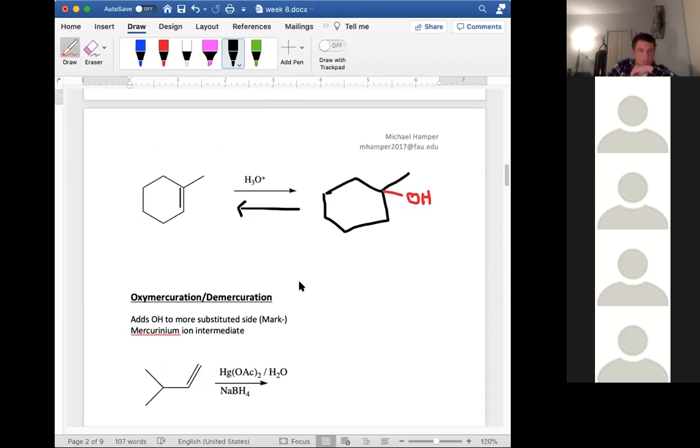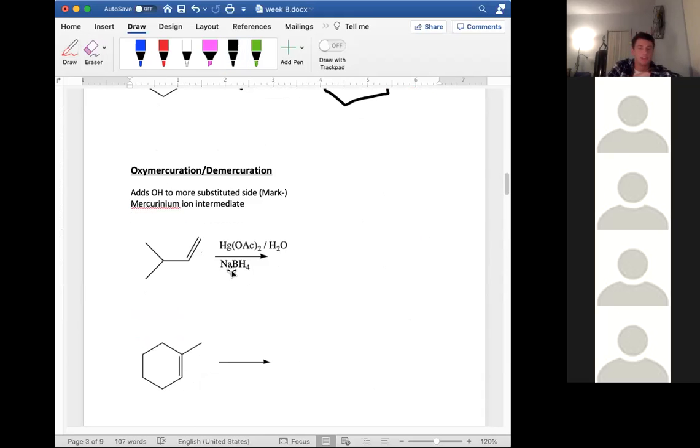Like I said, a lot of things are in and of the name. What is in this molecule that tells you that it's oxymercuration, demercuration? Mercury, right? This one, the transition state. What is that transition state called? The mercurinium ion. HgOAc2 looks something like this.